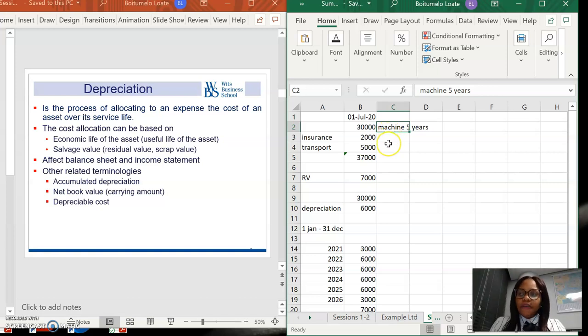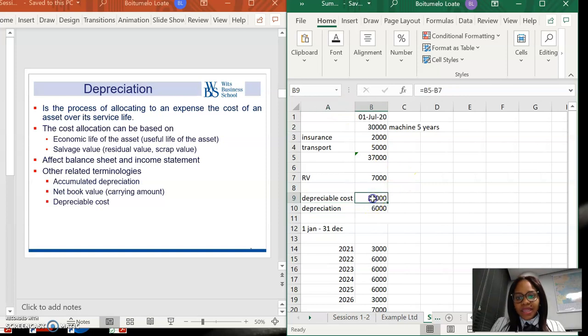And at the end of the 5 years, I still think I can scrap it or get rid of it for a value of $7,000 even after the 5 years usage. In that instance, I will then take into account what I've labeled here as RV, the residual value of $7,000. In that case, my depreciable cost is not just the full $37,000. My depreciable cost becomes $30,000.